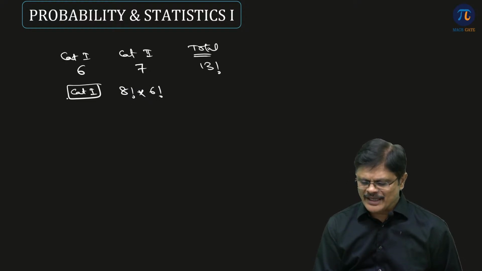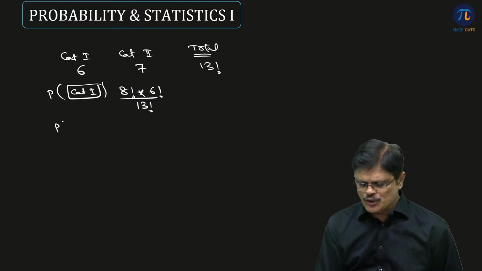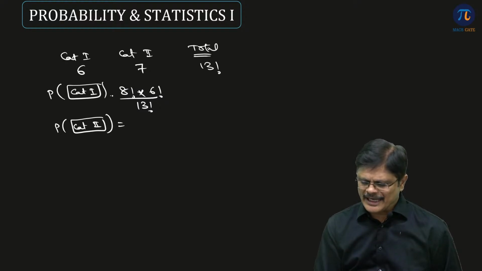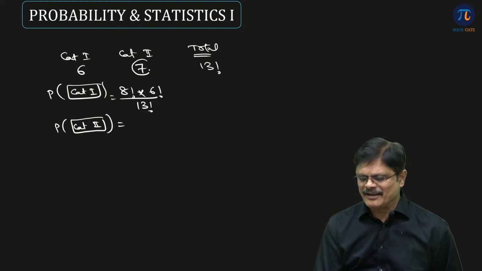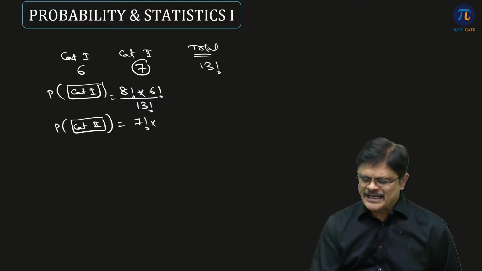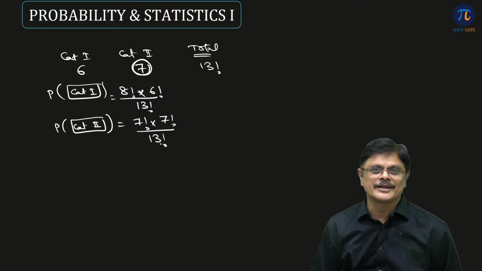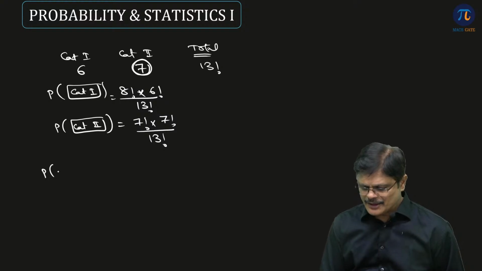So what is the probability for this? Divided by 13 factorial. Suppose you want category 2 together. This is 1 unit plus 6, that is 7 factorial. For each of that, category 2 can be arranged among themselves in 7 factorial ways, out of total 13 factorial. Now suppose I want no category 1 together.